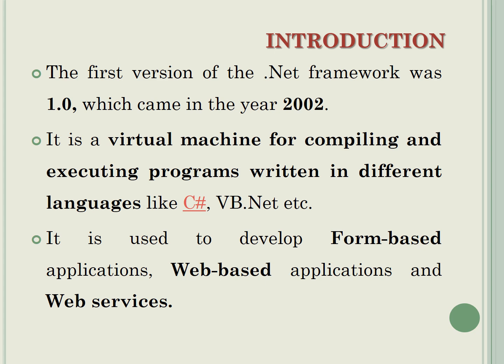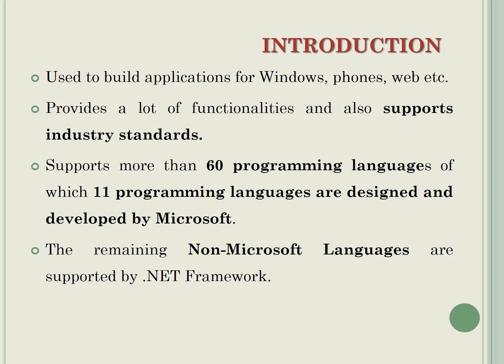There is a variety of programming languages available on .NET platform, VB.NET and C# being the most common ones. It is used to build applications for Windows, phones, web, etc. It provides a lot of functionalities and also supports industry standards. .NET Framework supports more than 60 programming languages, of which 11 programming languages are designed and developed by Microsoft, and the remaining non-Microsoft languages are supported by .NET Framework but not designed and developed by Microsoft.